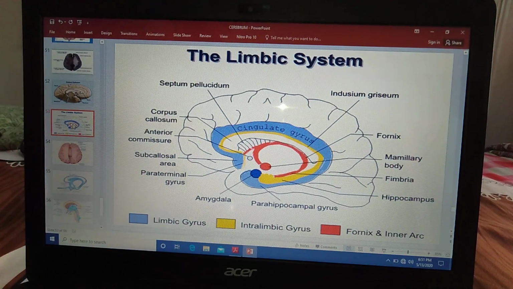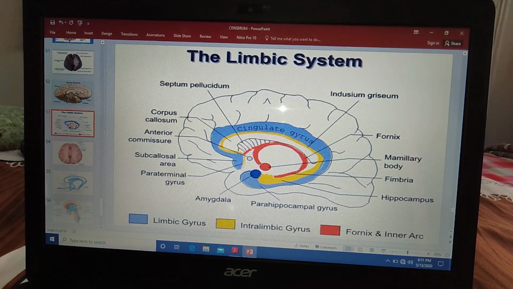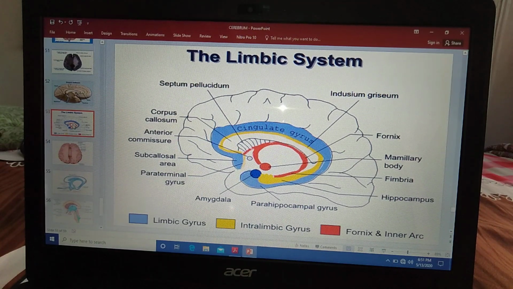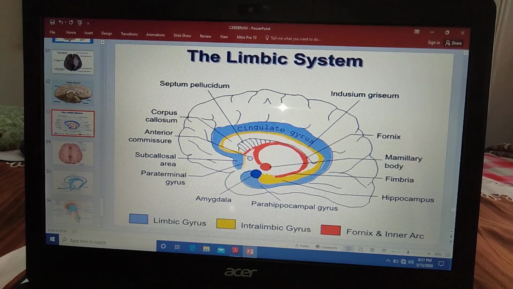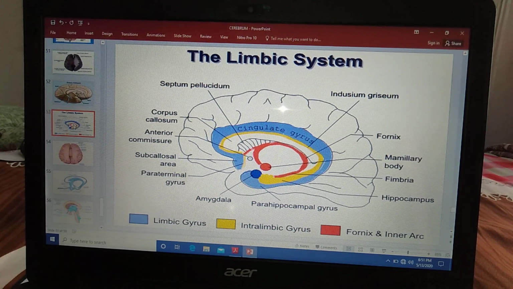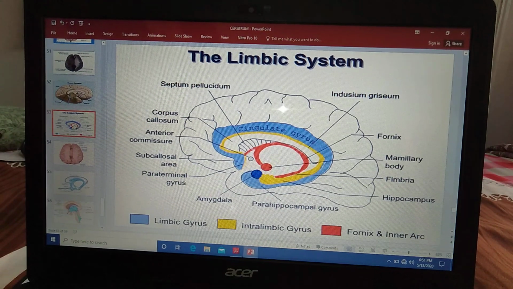Next is the inferior surface. It is concave from before backwards and convex from side to side. It provides attachment to the septum pellucidum and the fornix and forms the roof of the central part of the lateral ventricle.